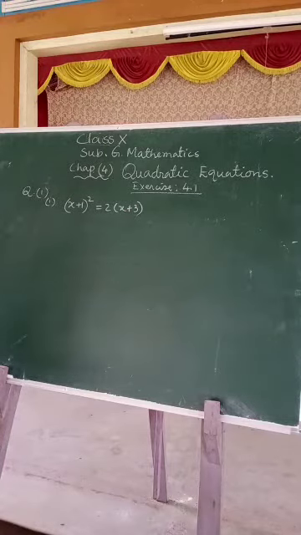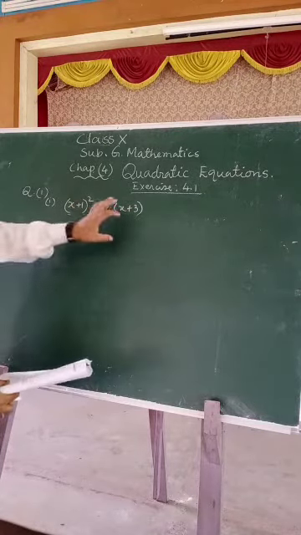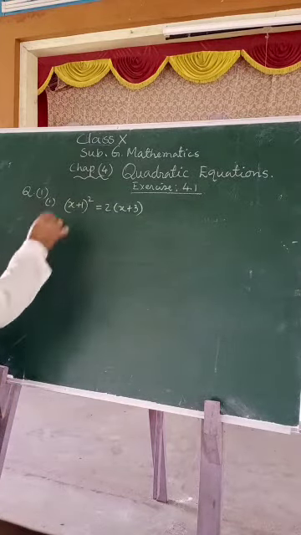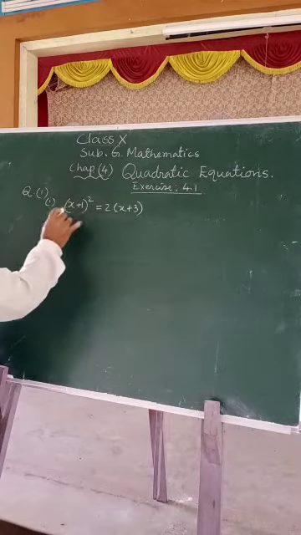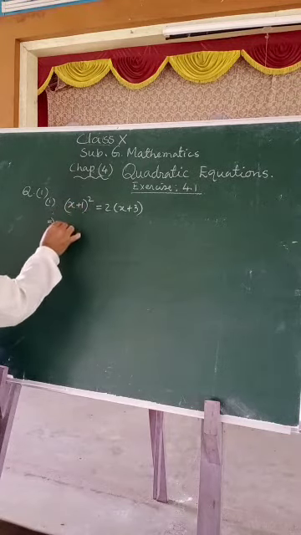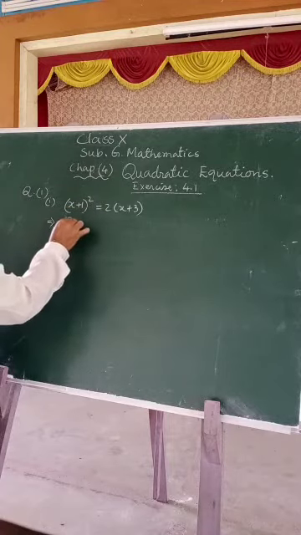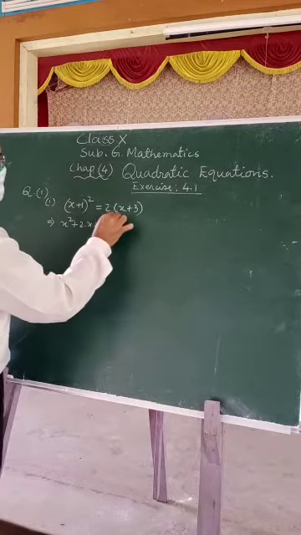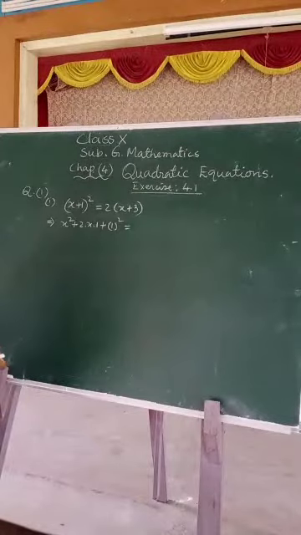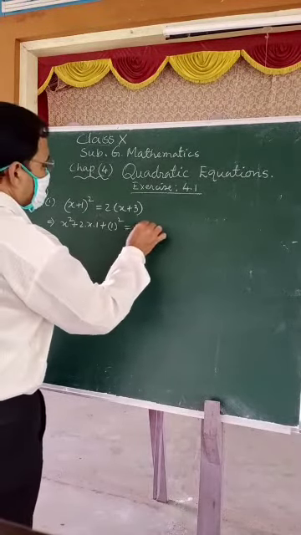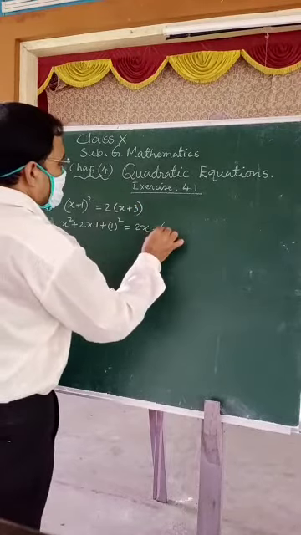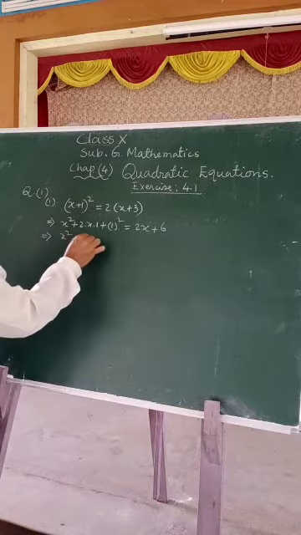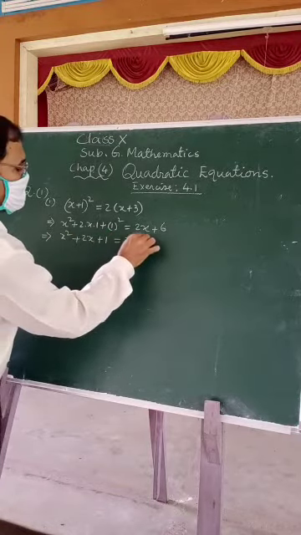First of all we simplify it. x plus 1 whole square is like a plus b whole square, so we expand it: x square plus twice into x into 1 plus 1 square, equal to 2 times x minus 3, which is 2x minus 6. So x square plus 2x plus 1 equals 2x minus 6.